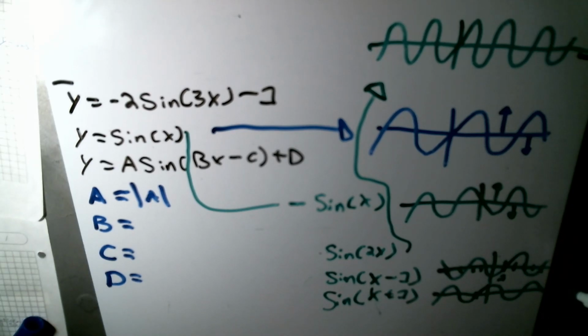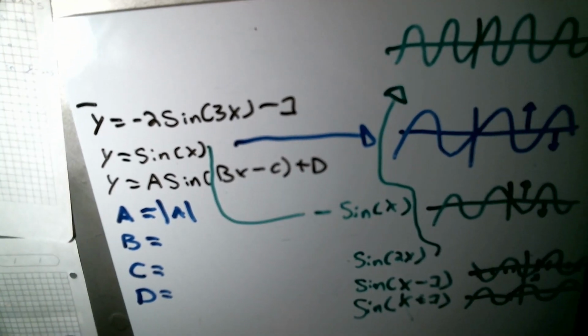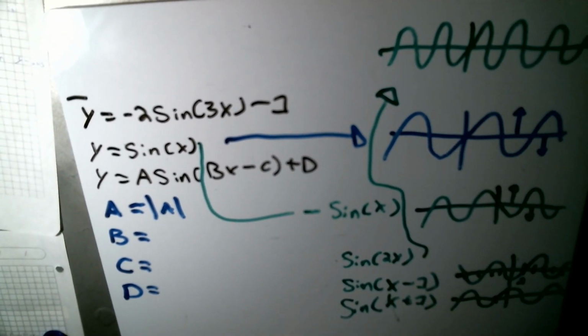And yeah, that was what C does. And D, which is the one that... is the camera working? I don't know. Okay, what D does is it just moves the graph up or down, it moves the midline.